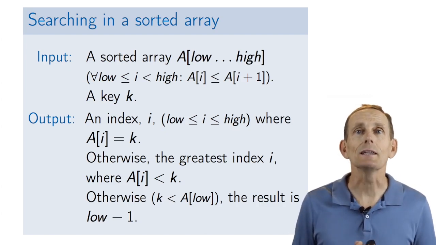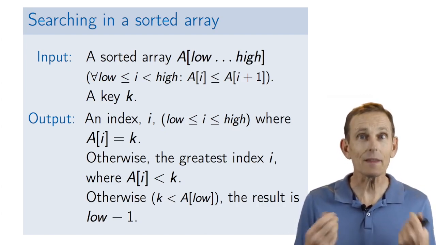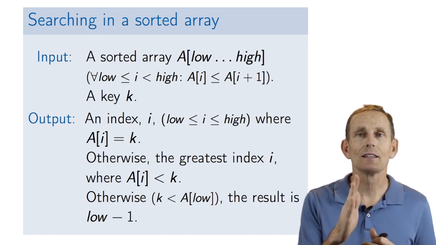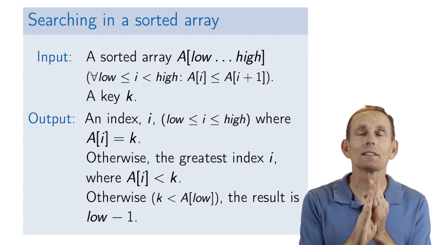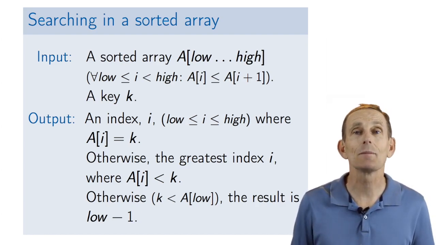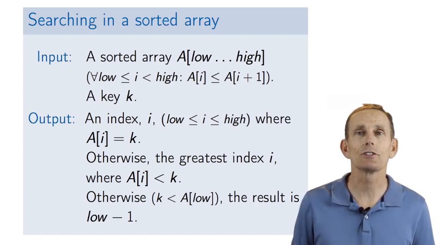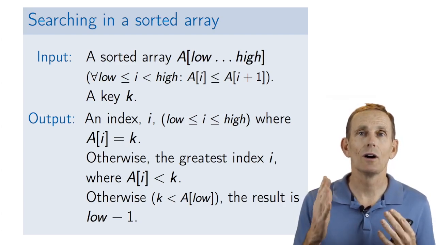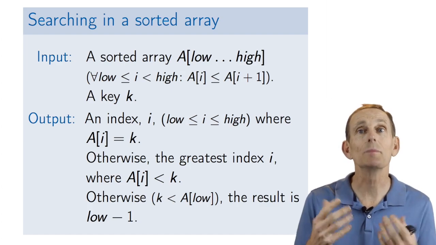The other input is the key to look for. The output for this is an index such that the element at that index in the array is equal to the key. We say an element and not the element, just as we did in linear search, because of the fact that there may be more than one element that matches, because there may be duplicates in the array.